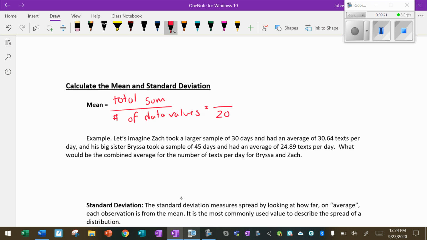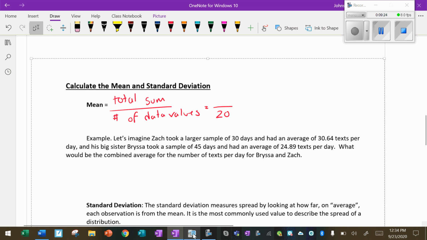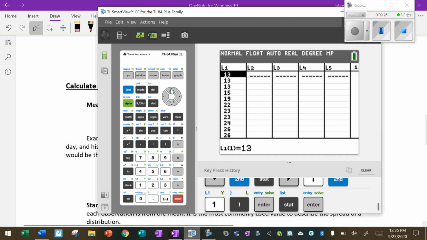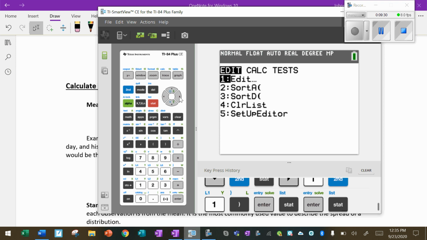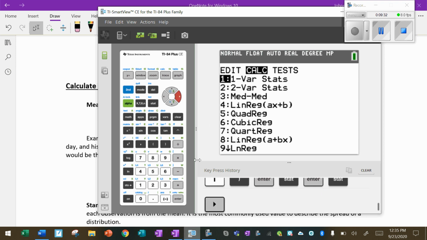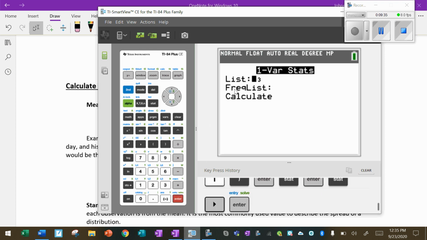So if you go to your calculator, because we're going to let the calculator do as much for us as we can, if you go to Stat, and you go to Calculate, and you choose one variable, Stats, and hit Enter, your data is in list 1.